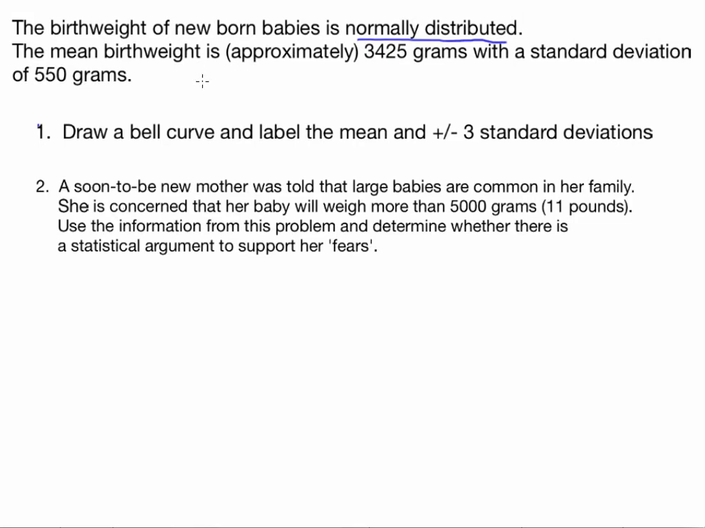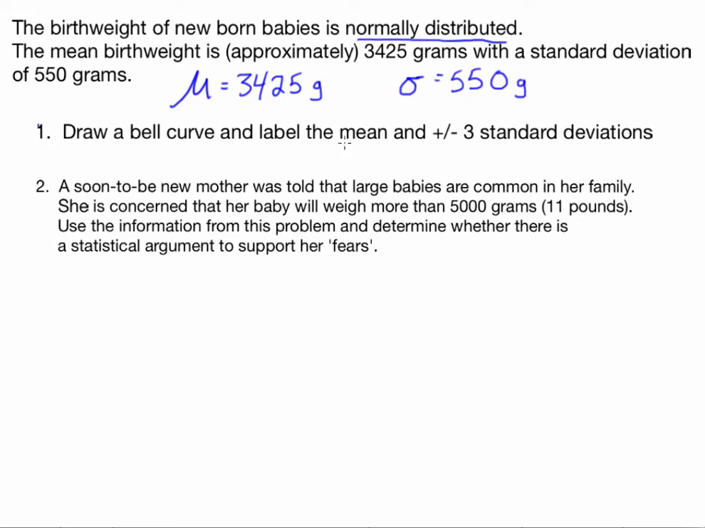In this problem, the mean birth weight of all newborn babies is approximately 3,425 grams. So given that information, I can label my mean as 3,425, and I'm talking about grams. The standard deviation, or sigma, is 550. And we know that that value of 550 is giving us an idea of how far the other values are. How spread out is this data? Well, the 550 is giving us an idea.